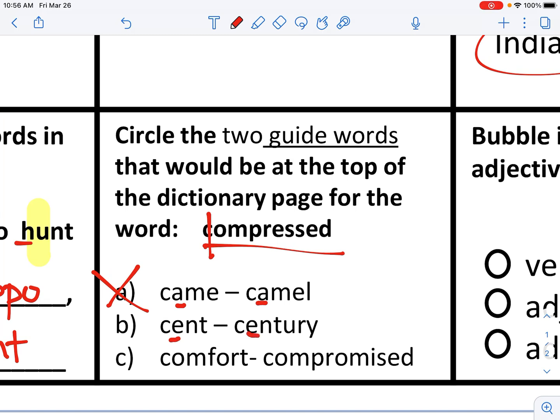E and E, can an O fit between that? No, O comes way later. O and O, probably. Let's look at the next letters. M, P. This is an F and this one's a P, so yes, C would work.